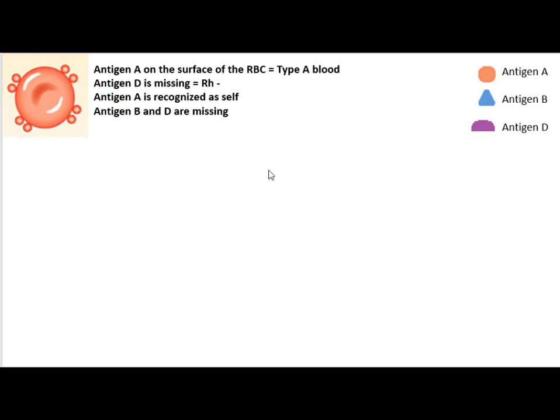What kind of antigens are recognized as self? The immune system of this body will recognize any cell that has antigen A as self. Any cell that has antigen B or D will be recognized as non-self and it will attack it. So this body will have antibodies against B and D. And we're going to discuss this.